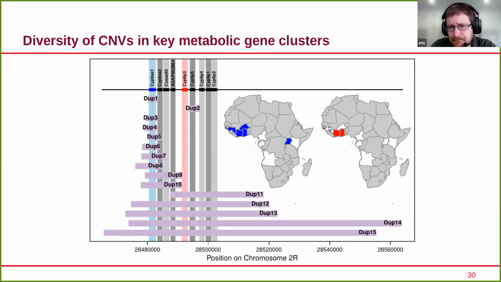And these maps show, for CYP6P3 in red and for CYP6AA1, the countries in which we found the presence of these CNVs in the data set at appreciable frequency. So CYP6P3 was very much concentrated in West Africa, whereas CYP6AA1 was more widespread in West Africa and also present in East Africa.